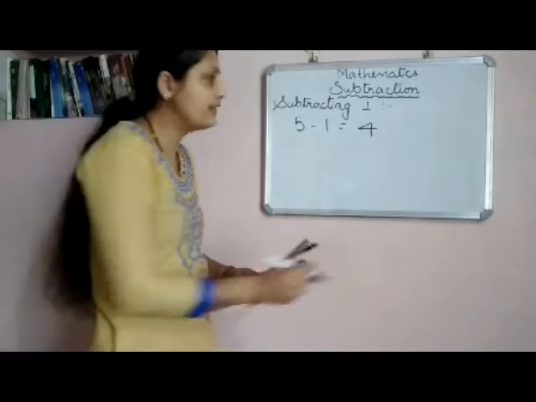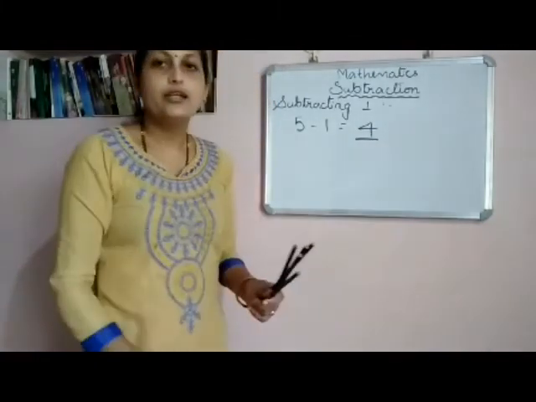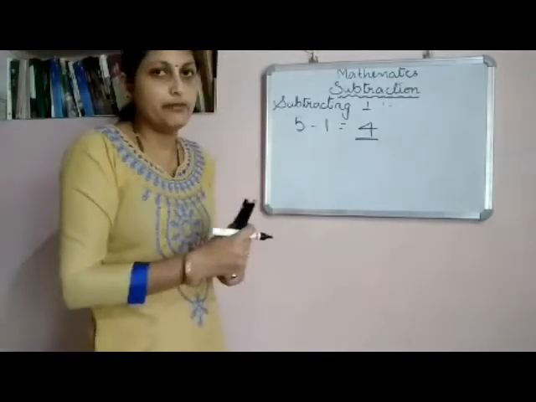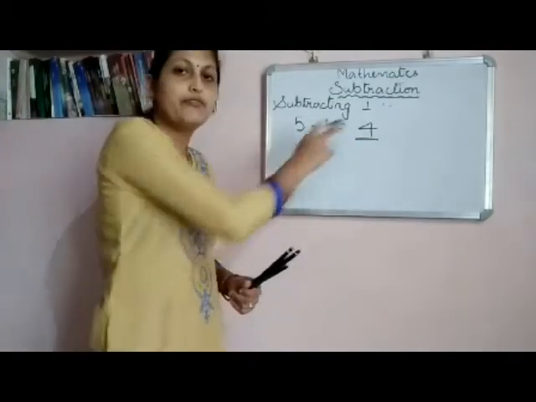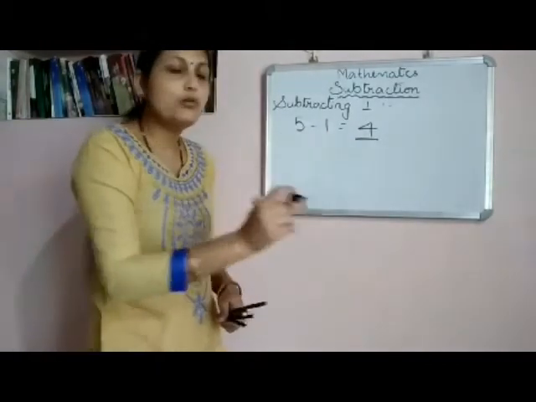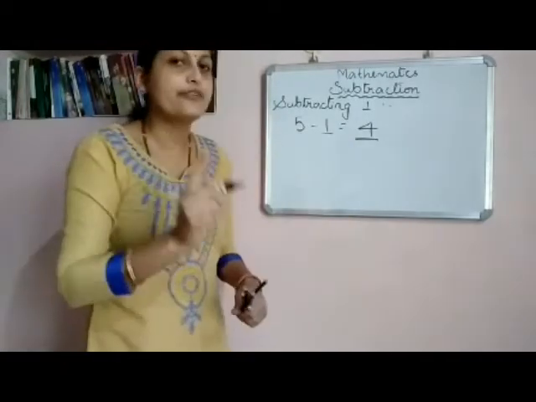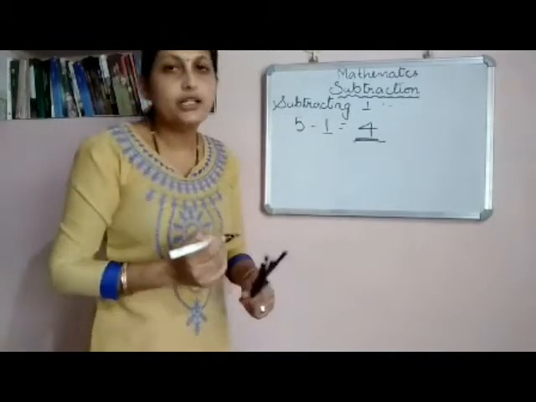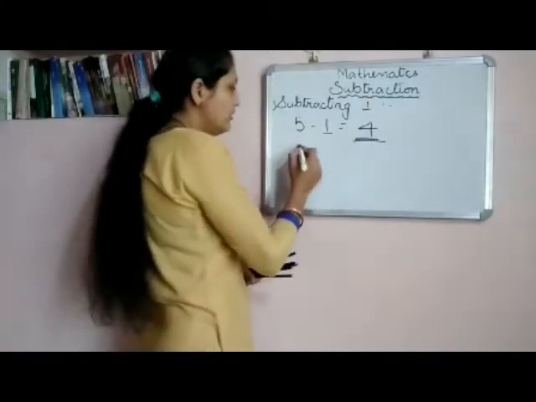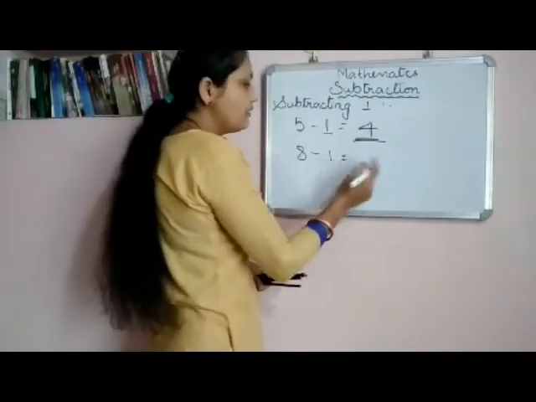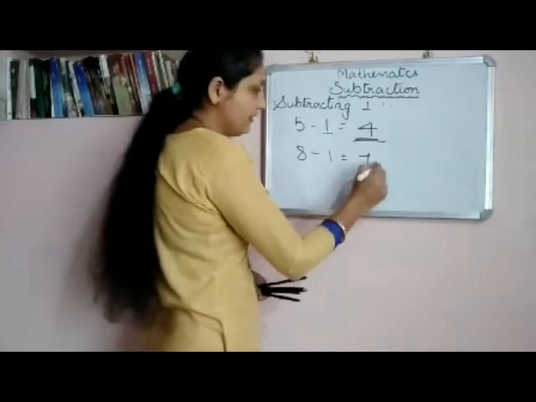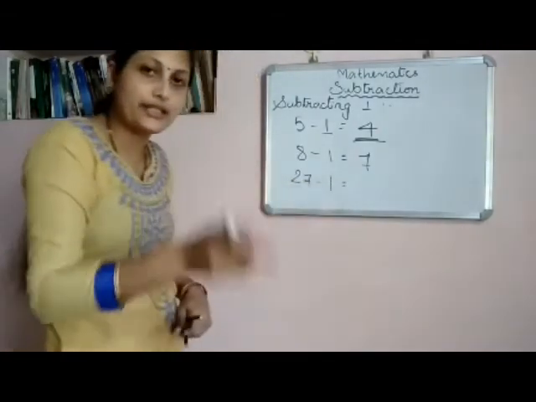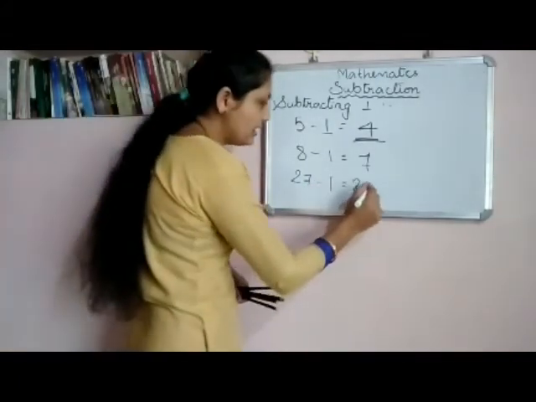So what is this 4? This is the number that is just before the 5, isn't it? 4 is before 5. So when you remove 1 or when you subtract 1 from a number, what do we get? We get the before number. So 8 minus 1 is 7, the number before 8. 27 minus 1 is equal to what? The number before 27 is 26.